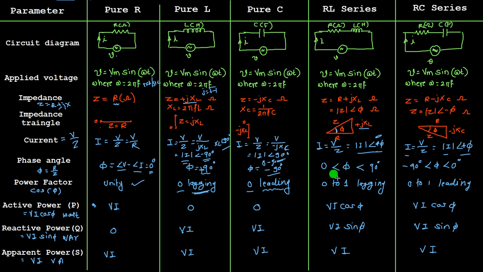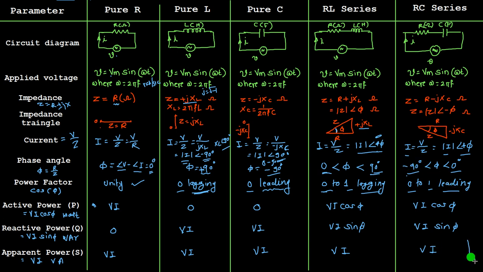In case of an RL circuit, the power factor angle lies between 0 and 90 degrees. Hence, the power factor is between 0 and 1 lagging. In the RC circuit, the power factor angle is between minus 90 and 0. Hence, it is between 0 and 1 leading.